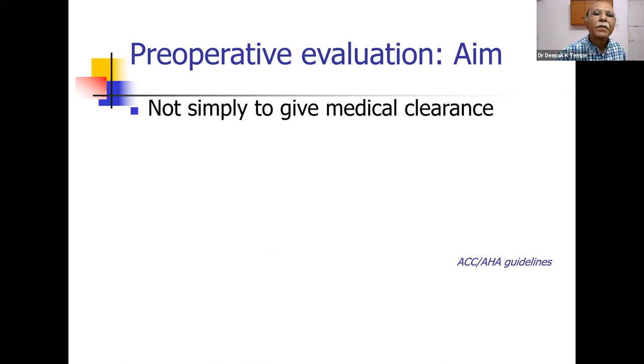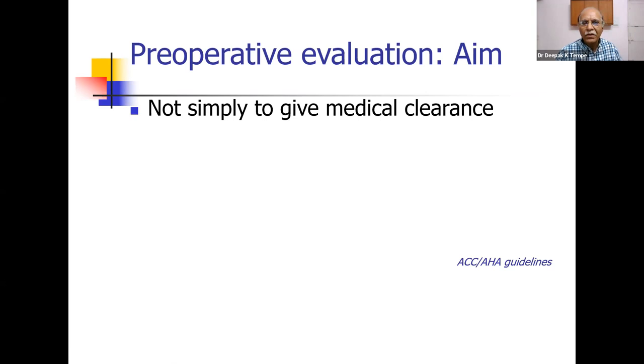So even the ACC/AHA has made it very clear that in pre-operative evaluation, the aim should be not merely to give medical clearance. In fact, terms such as "the patient is cleared for surgery" are not to be used. They discourage such terminologies. Also, giving clearance for surgery or anesthesia is the job of an anesthesiologist. It is not the job of a cardiologist.